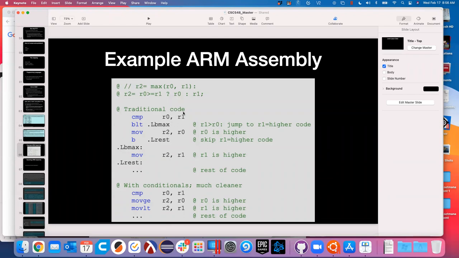So we're going to have two of our registers get some values loaded into them. Well, they already have values loaded into them, presumably. They show us here that R2 is equal to the max of R0 and R1. Presumably they're set someplace else. So we're going to compare two things and then we're going to branch if R0 is less than R1. Branch is like an if statement. If R0 is less than R1, jump to LB max. Jump to this label. Do this code. Otherwise, just keep trucking.